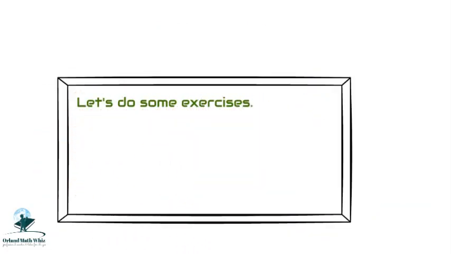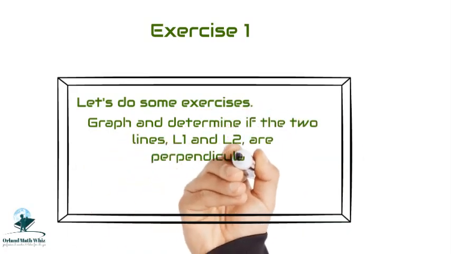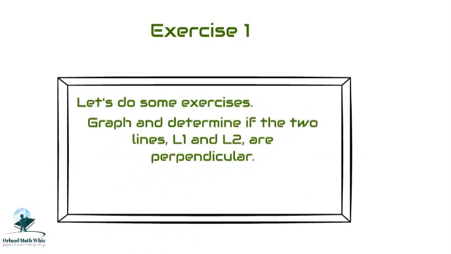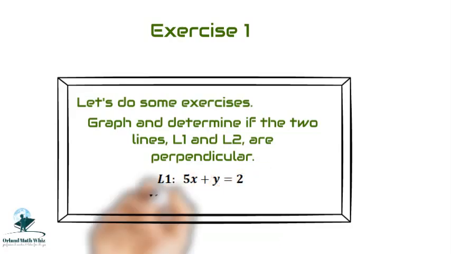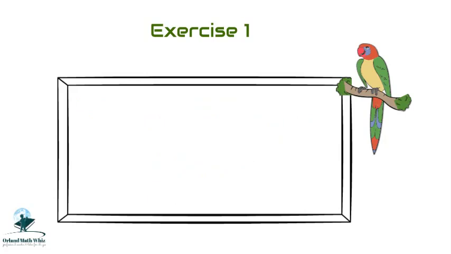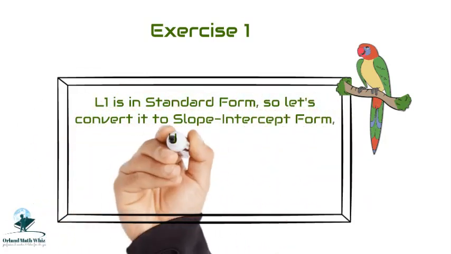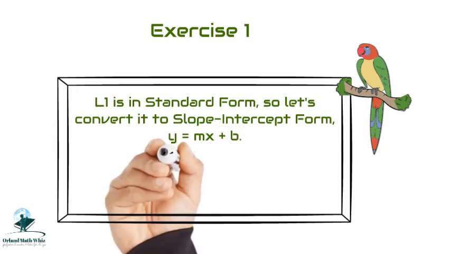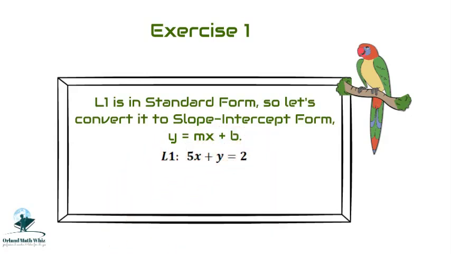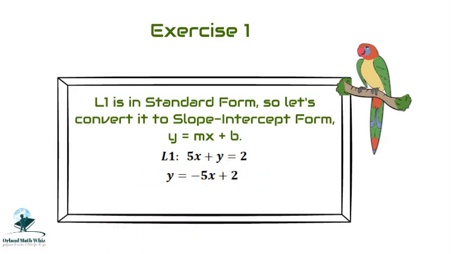Let's do some exercises. Exercise 1. Graph and determine if the 2 lines, L1 and L2, are perpendicular. 5x plus y equals 2, and -x plus 5y equals 20. L1 is in standard form, so let's convert it to slope-intercept form, y equals mx plus b, to find m1. Subtracting 5x from both sides, we get y equals -5x plus 2. We can see that the slope m1 is equal to -5.